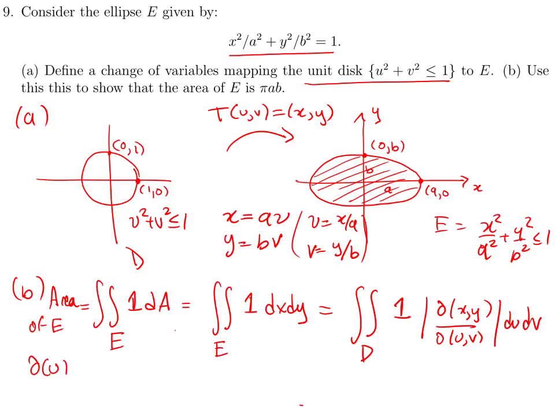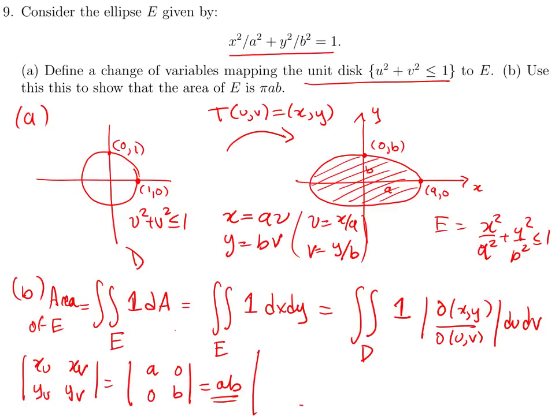So the Jacobian, well, maybe I'll just write down the matrix. It is the matrix xu, xv, yu, yv. This is a very simple change of variables. xu is just a, xv is 0, yu is 0, yv is b. So the determinant is just ab. We're going to take the absolute value of this. A and b are positive, if I'm thinking of them as the axes of this ellipse. And so this just becomes a double integral over D of 1 times ab du dv.